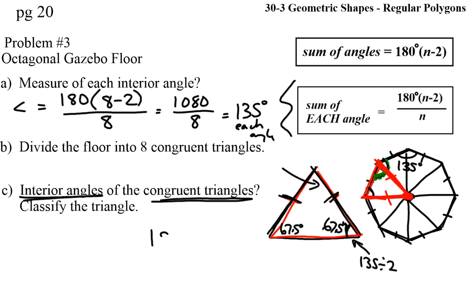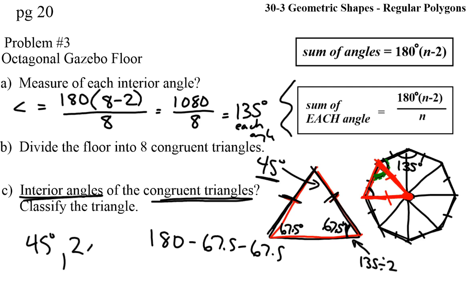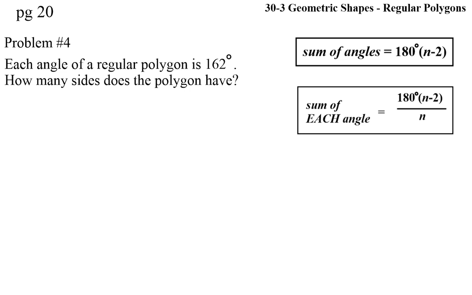Now, we know a triangle is 180 degrees total. If we take away the two angle sizes we know, we end up with a 45 degree angle. So we have 45 degrees and 2 times 67.5 degrees in that triangle. Once you have a shape and a little bit of knowledge, shapes are all related. You can get all kinds of information from it.